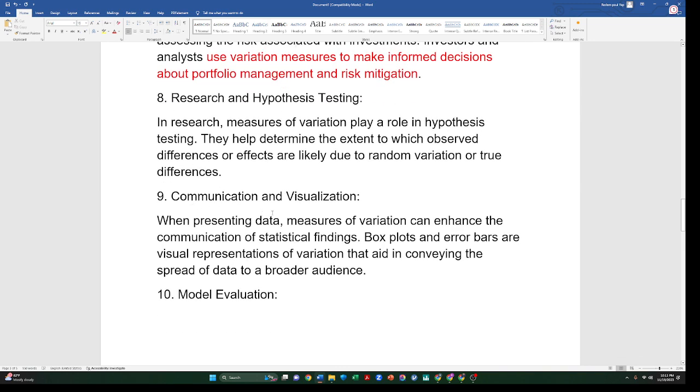So, number 9, communication and visualization. When presenting data, measure of variation can enhance the communication of statistical findings. Based on my experience in research, box plots and error bars are visual presentations of variation that aid in conveying the spread of data to the broader audience.